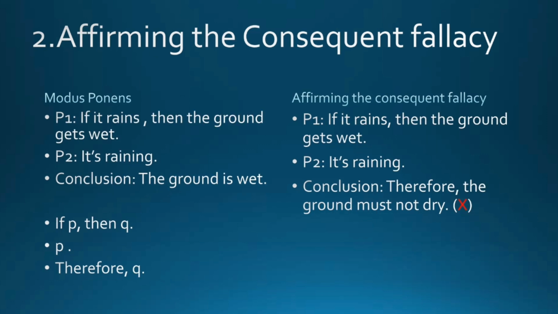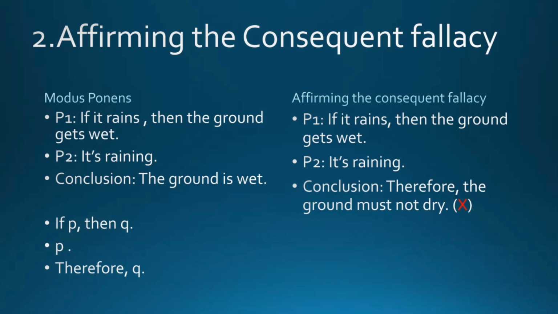2. Affirming the consequent fallacy. This fallacy happens when you incorrectly assume that if the second part of a conditional statement, the consequent, is true, then the first part, the antecedent, must also be true. Structure: if P, then Q, Q, therefore P.